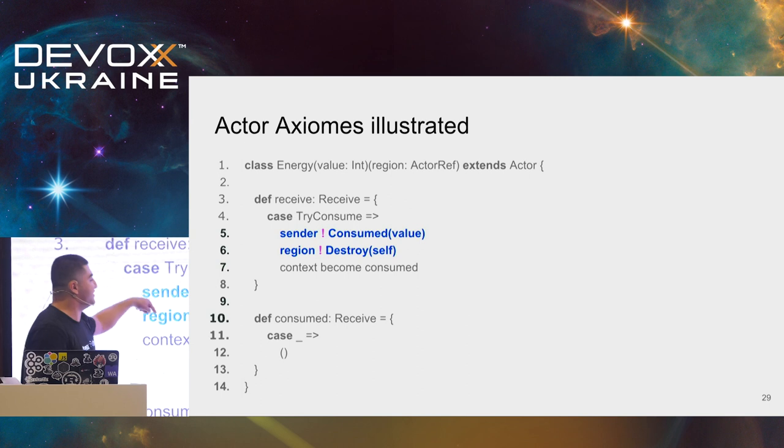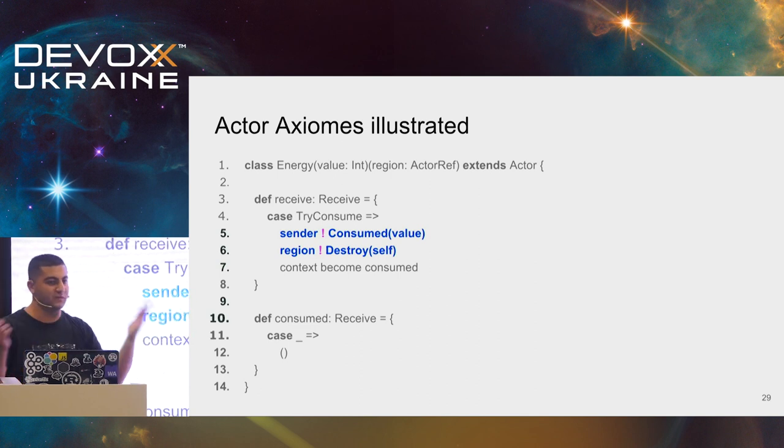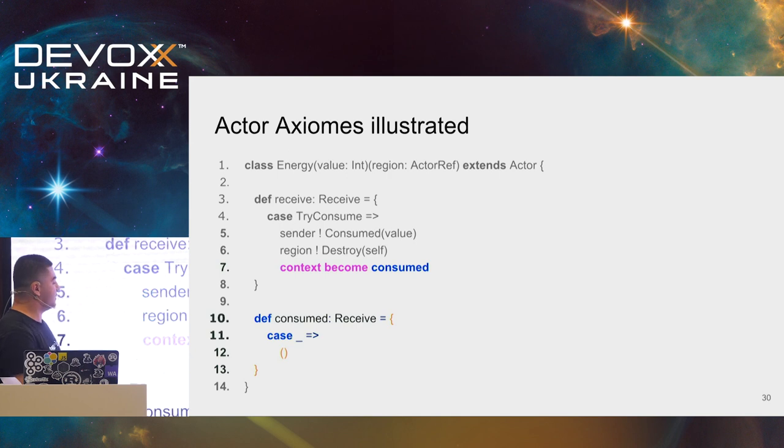And to the sender, the actor that sent us the message, we send back consume. We can send multiple messages, not only just one. And after that, we can change the context, so the behavior. The next behavior will be this one. The idea of this little code is an energy is an entity in a world. If you consume it, it will die. After we receive the first message, consume, we go to the consumed behavior and we stash all the messages. We drop all of the messages. Pretty simple.